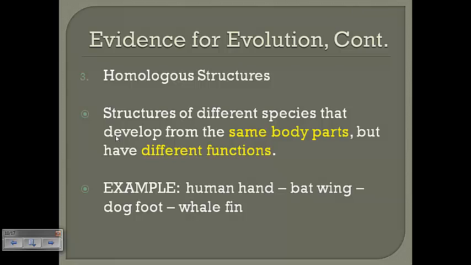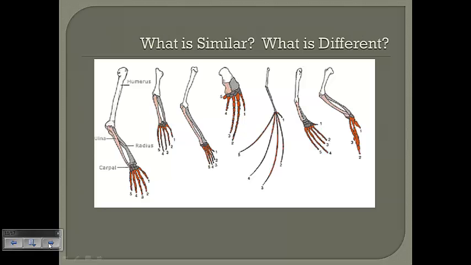So let's look at those structures. In this mix, we do have a human hand, a bat wing, a dog foot, actually I think it's a cat foot, but it's very similar, and a whale fin. So let's think about what is similar about these structures and what is different.